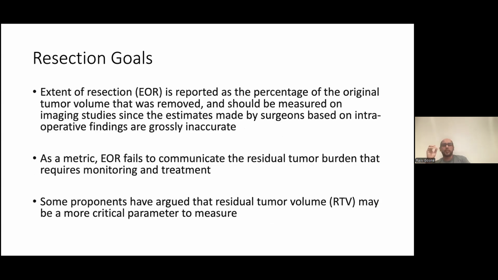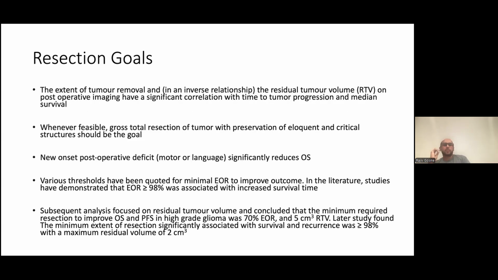In terms of goals of resection, the extent of resection is reported as a percentage of the original tumor volume that was removed and should be measured on imaging studies, since the estimates made grossly by surgeons on intraoperative findings tend to be grossly inaccurate. As a metric, extent of resection fails to communicate the residual tumor burden that requires adjuvant treatment and monitoring. So some proponents have argued that the residual tumor volume, or the RTV, may be a more critical parameter to measure. The extent of tumor removal and, in an inverse relationship, the residual tumor volume on postoperative imaging have significant correlation with time to tumor progression and median survival.